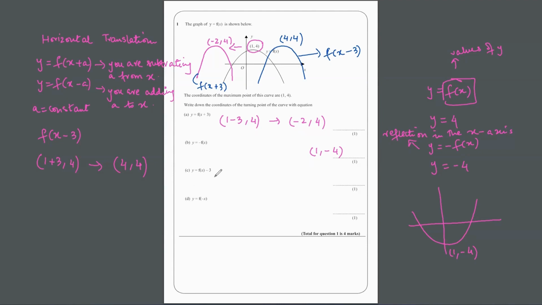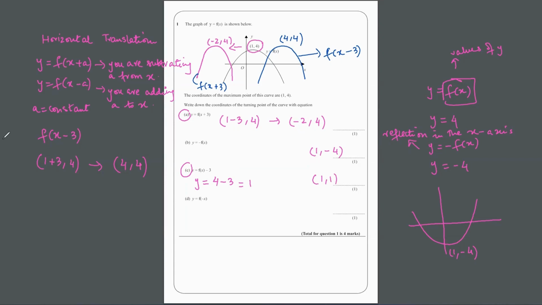Next part says y equals f of x minus 3. Now, if you compare A and C, we can see that in A, the value was being directly added to x. Over here, the value is being subtracted from f of x. And as I said, f of x equals the y value. So now what's going to change is the y coordinate. Since it's y equals f of x minus 3, that's going to be y equals 4 minus 3, because the y value for the turning point is 4. So 4 minus 3 is 1. So your coordinate is going to be 1, 1.